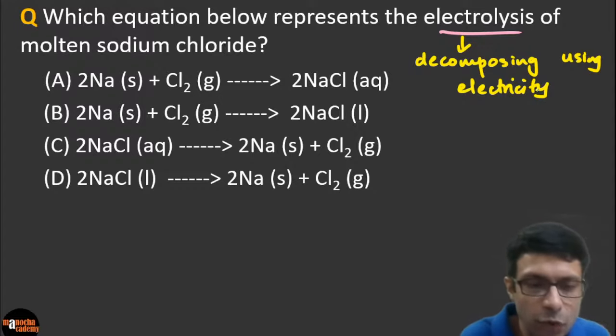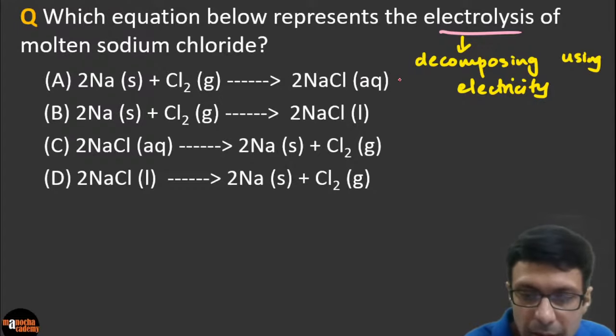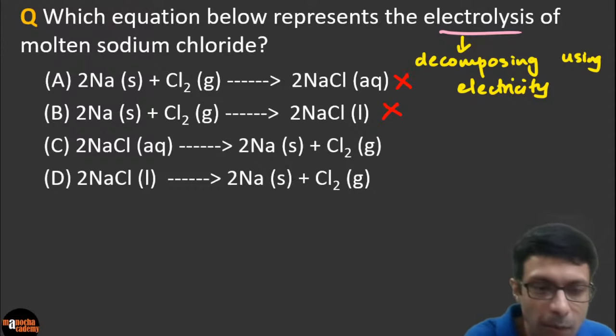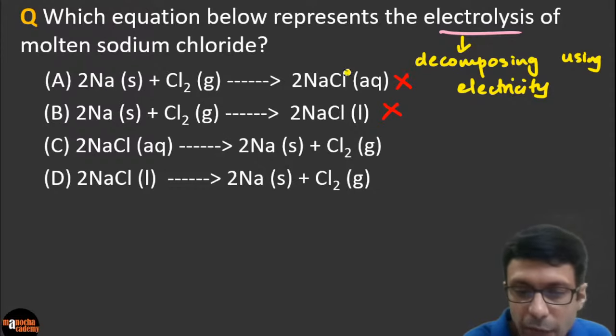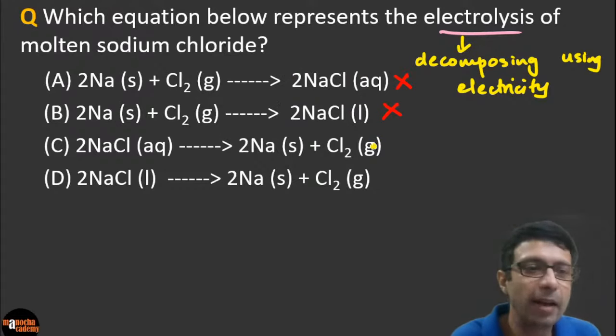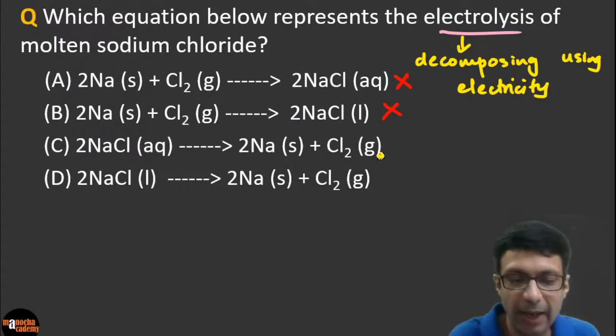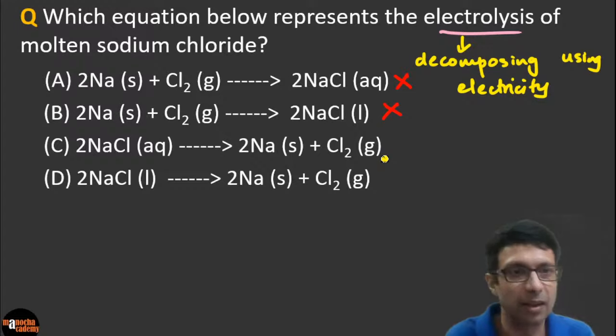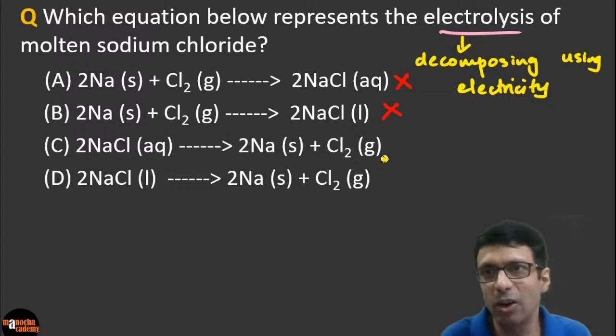Okay, so that gives you the clue that these can't be, because the first two options you can see are combination reactions. Can you see? Multiple reactants are forming one product. So A and B is out, right? It's either going to be option C or D. Now, guys, can you tell me which one is it, C or D?